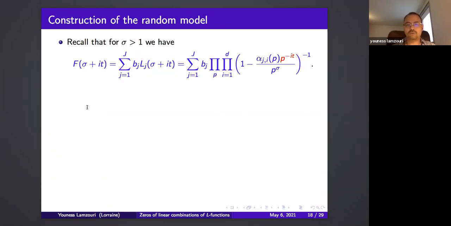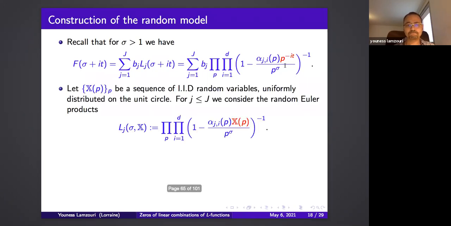So here is how we construct the random model. Recall that your linear combination here is in fact, for sigma greater than 1, a linear combination of Euler products. I wrote this Euler product, instead of sigma plus it here, I moved the p to the it on top, so we have this p to the minus it. And as you all know, as t goes to infinity, we expect these p to the minus it's to behave like independent, identically distributed random variables distributed on the unit circle. So we are going to change p to the minus it with these random variables, and then this will give us the random model. More precisely, we let X_p be a sequence of IID random variables uniformly distributed on the unit circle, and we form the random Euler product.